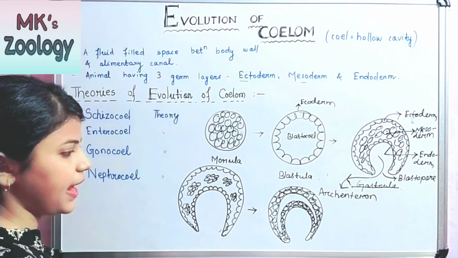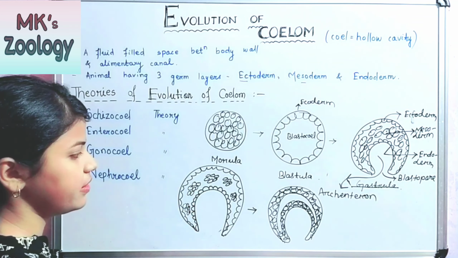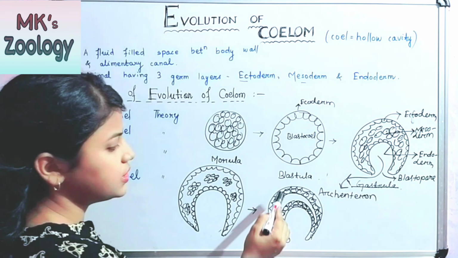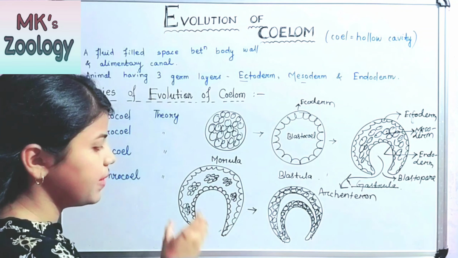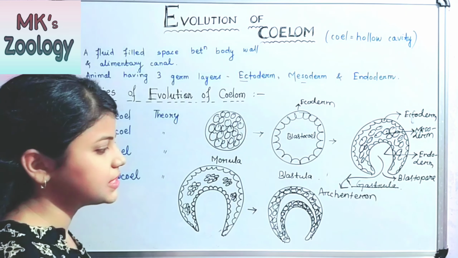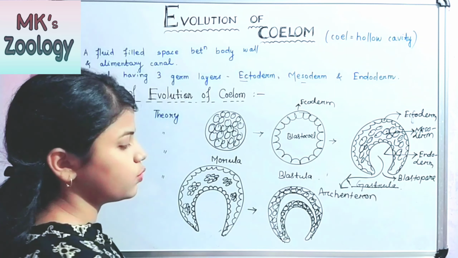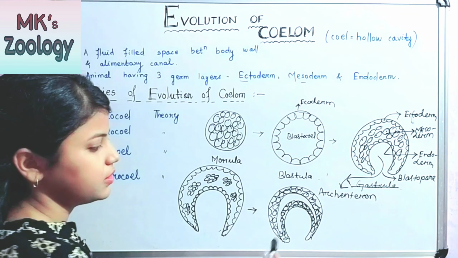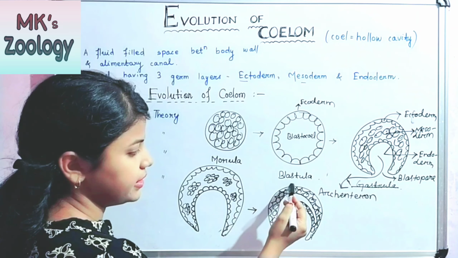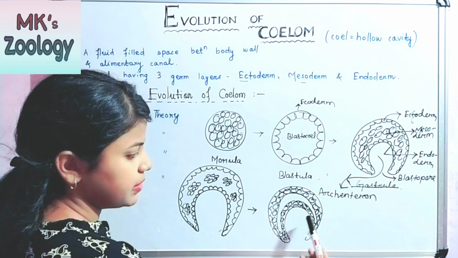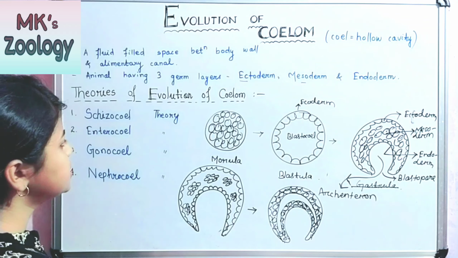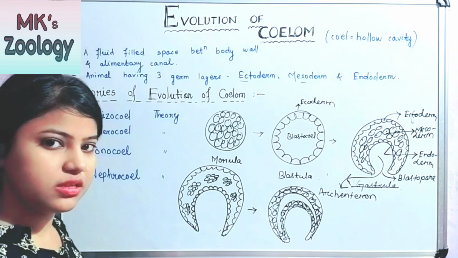Cavity is formed and the mesodermal cells are present on both sides of the coelom. That is the cavity. A cavity is formed by the splitting of mesodermal cells, and the cells are present on both sides of the coelom. This is the ectoderm side. Here the mesodermal cells are present, and this is the endoderm cells. Here the mesodermal cells are present. This theory is known as schizocoel theory.